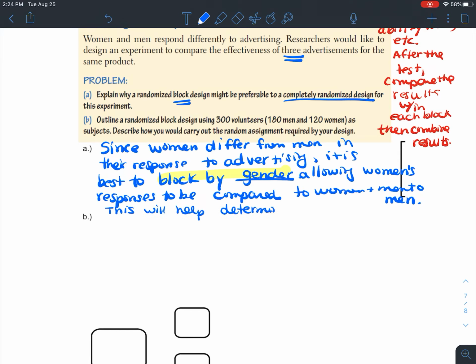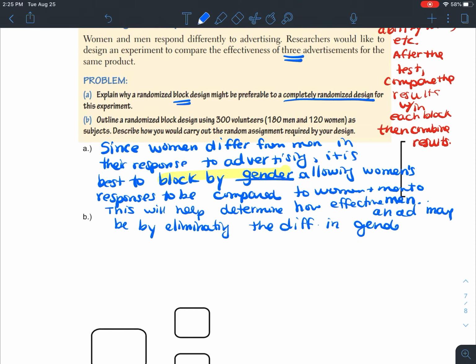And so I'm just going to end with this for part A. This will help determine how effective the ad may be by eliminating the difference in gender reactions. Okay, that's really, really good communication there to kind of add on the end.